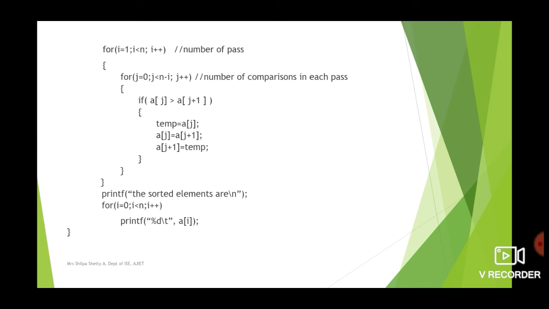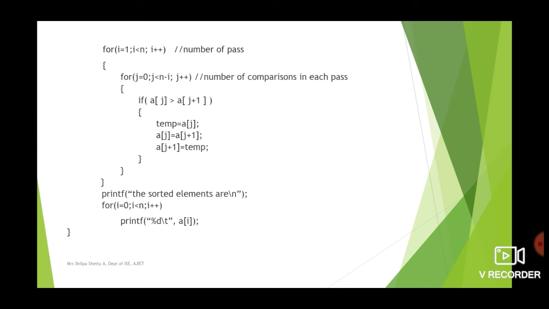So what is happening here? a of j had 10, a of j plus 1 had 5. Now, on executing these three statements, a of j will have 5 and a of j plus 1 will have 10. That is how we swap the values by taking a third variable. So first value will be stored in the temporary variable. Then the second value will be copied to the first variable. Once it is copied, the value that is stored in the temporary variable will be copied to the second variable. So this is how swapping takes place.